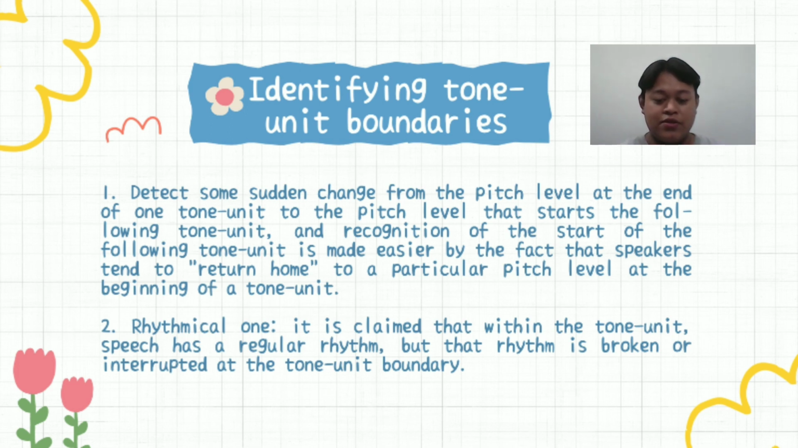And the second is about identifying tone unit boundaries. Two principles are usually mentioned. For the first, detect some sudden change in the pitch level, from the end of one tone unit to the pitch level that starts the following tone unit. Recognition of the start of the following tone unit is made easier by the fact that speakers tend to return home to a particular pitch level at the beginning of a tone unit.